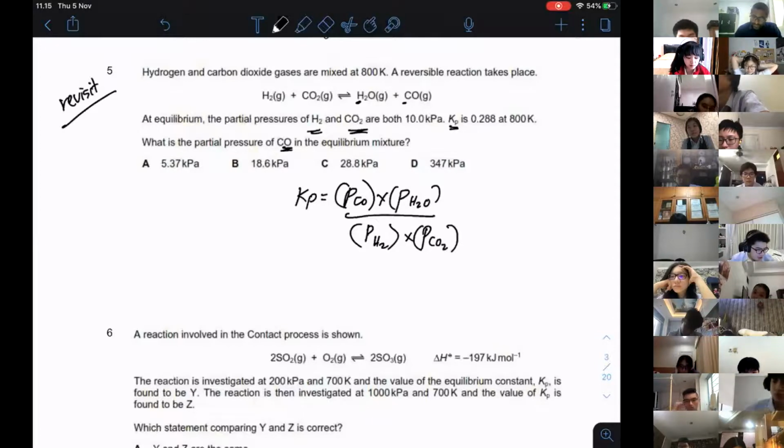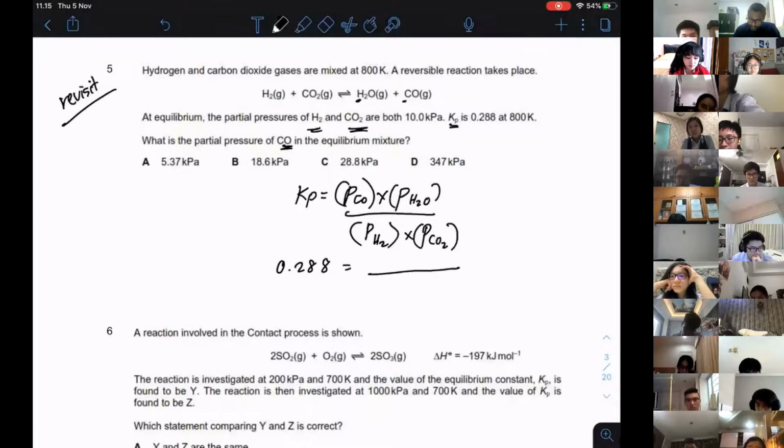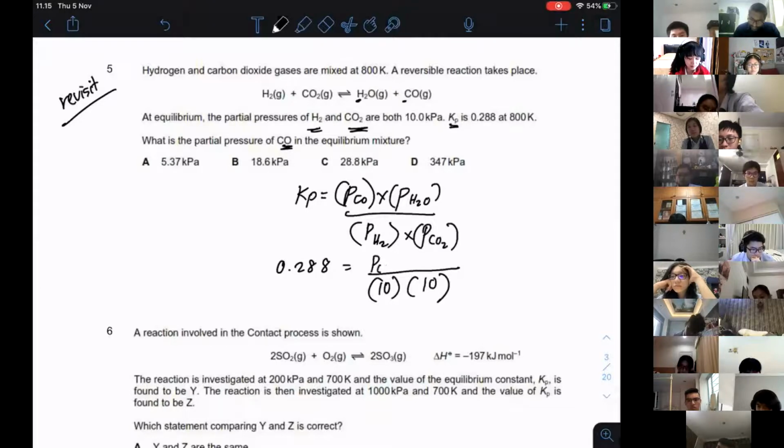And they have given you the data. Kp is 0.288. Partial pressure of H2 is given. Partial pressure of CO2 is given. So I'll write down H2 is 10, CO2 is 10. I want to find out partial pressure of CO. But how about partial pressure of water? Ryan, how to do this?